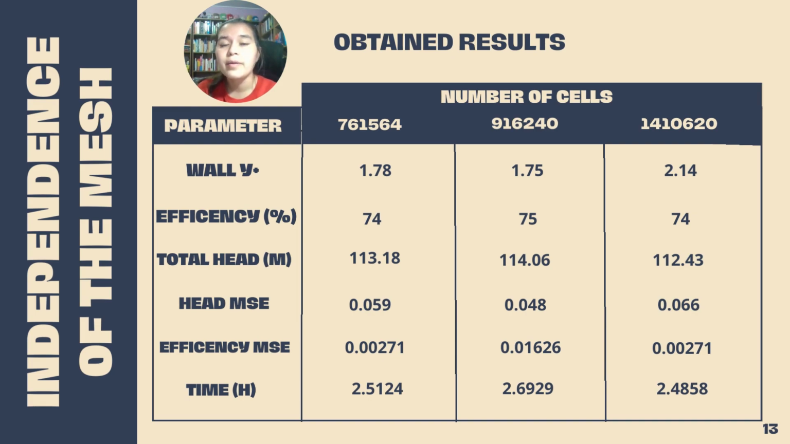After applying these parameters, we obtain three types of mesh, and then we use the nominal head provided by the manufacturer for simulating its behavior. We obtain these results for efficiency and total head, and we compare them with the head and efficiency provided by the manufacturer through an MSE.